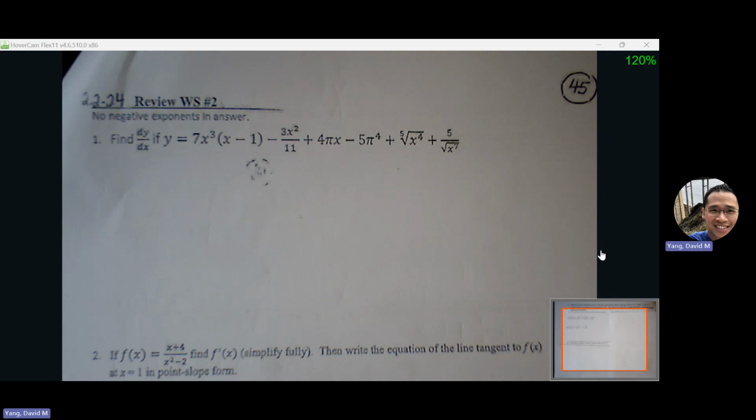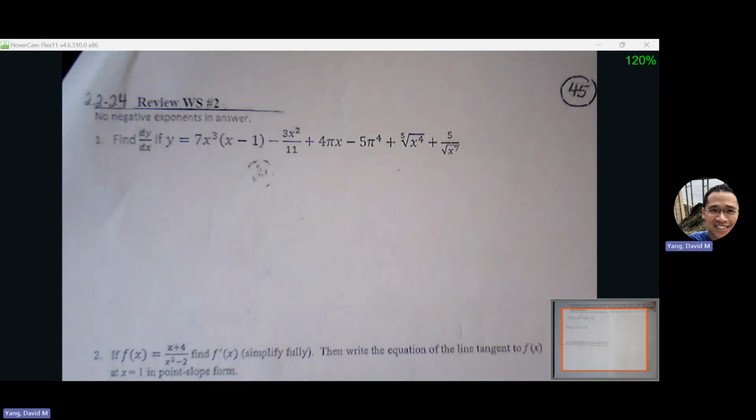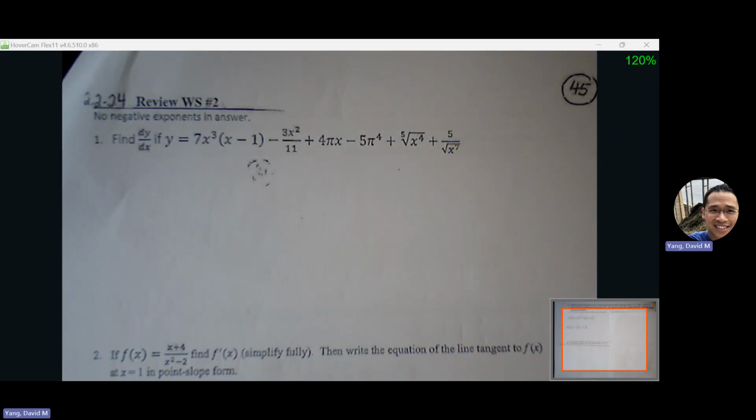All right, so number one, everything is power rule here, but we do need to spend time expanding out, cleaning up, converting radicals to rationals, variable in the denominator to numerator. So our first step is just to see if we can expand our way through and get every term ready for power rule. So go ahead and try number one.